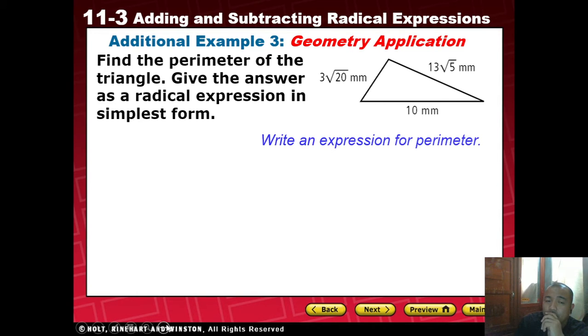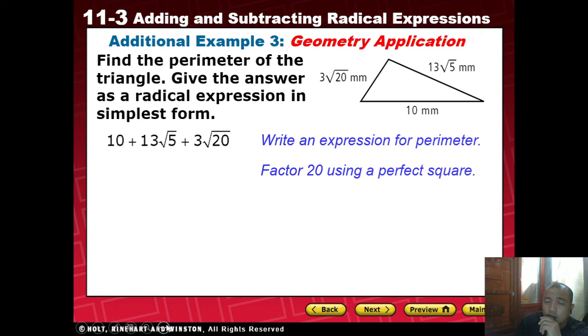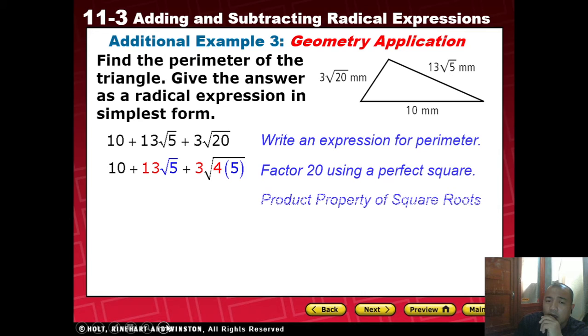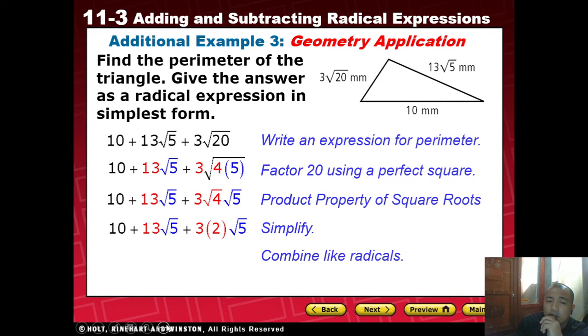So write an expression for perimeter. We just add the 3 sides: 10 plus 13 square root of 5 plus 3 square root of 20. And then factor 20 using a perfect square, that is 4 times 5. By the product property of square roots, we can rewrite 3 times square root of 4 times square root of 5. Square root of 4 is 2, so you multiply it by 3.